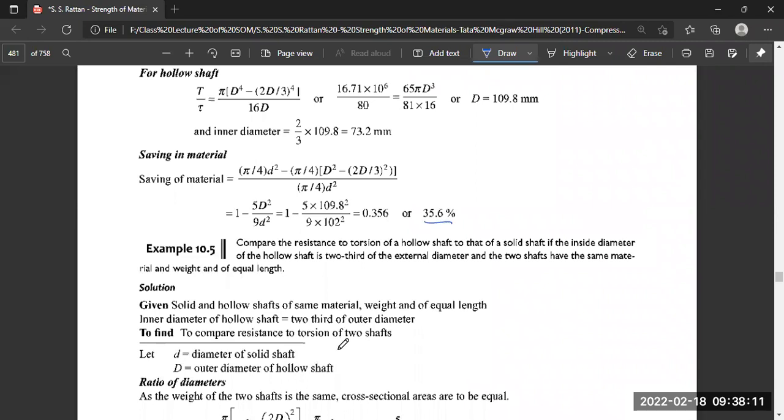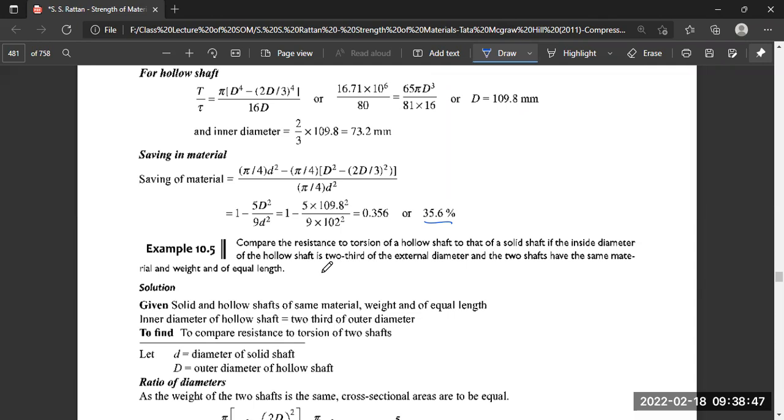Compare the resistance to torsion of a hollow shaft to that of the solid shaft, if the inside diameter of the hollow shaft is 2/3 of the external diameter and the two shafts have the same material, weight and equal length.